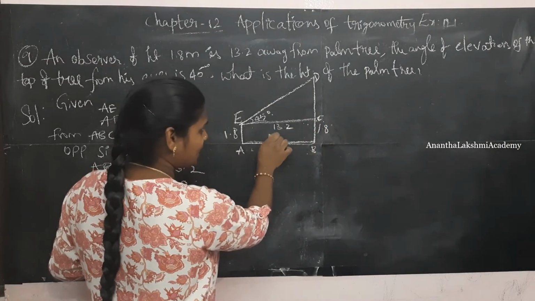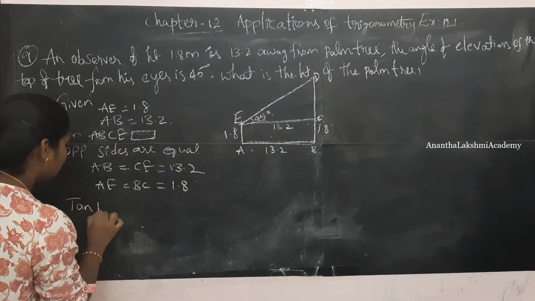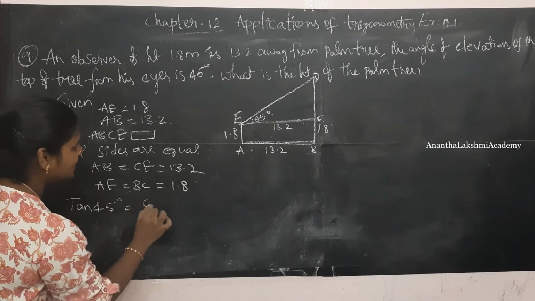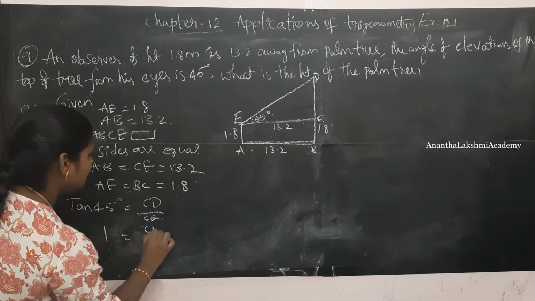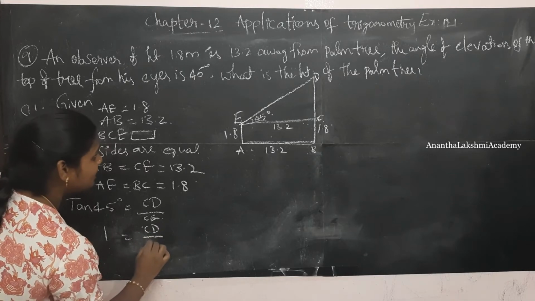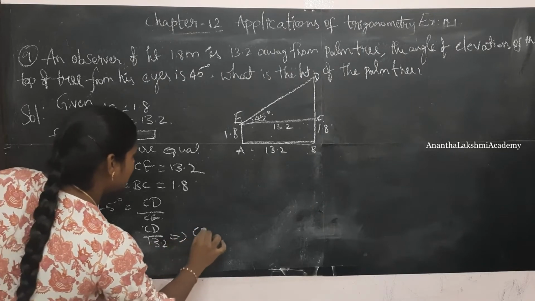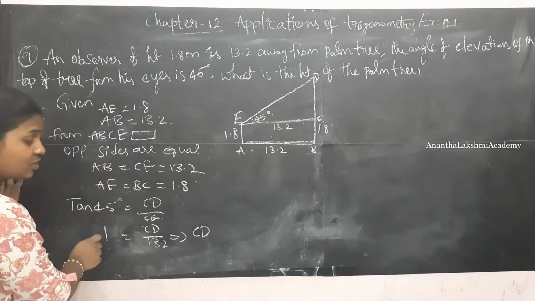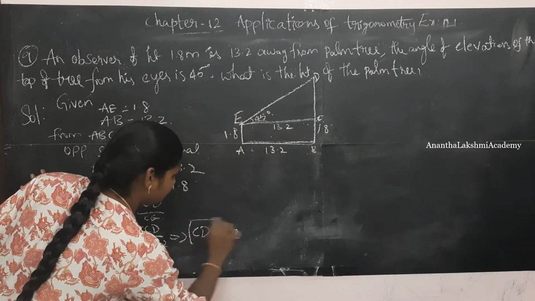We know the adjacent side, we know the angle. So can we do it like tan 45? Tan 45 is equal to CD by CE. CD by CE is 13.2. So CD, tan 45 is 1 from the trigonometry table, right? CD is equal to 13.2.